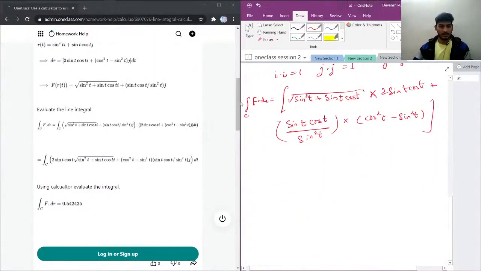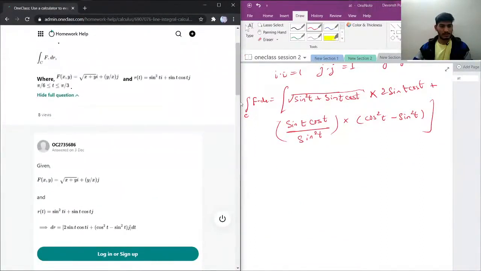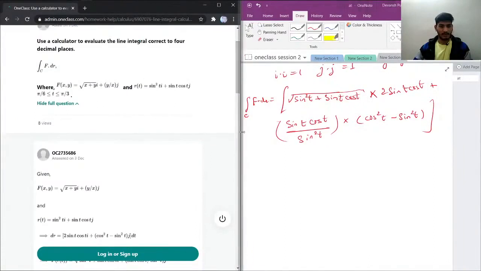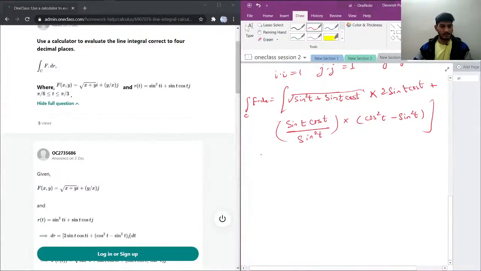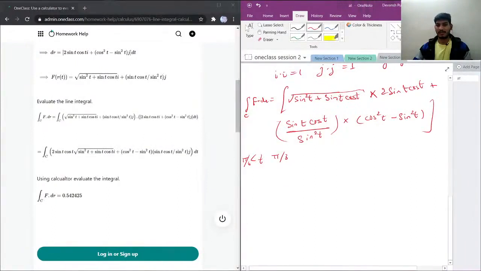Here, what is the curve given? The limit we have is t from pi over 6 to pi over 3. So we just needed to simplify till this point, and then we are going to use our calculator to evaluate this integral and find the value.